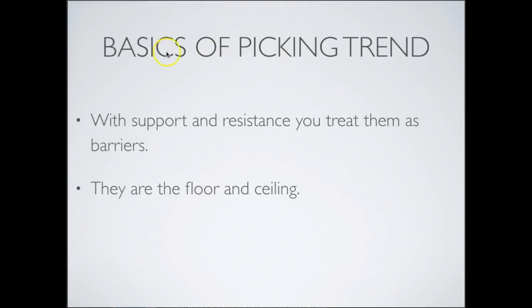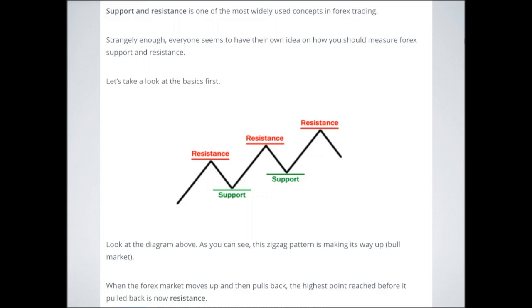All right, so basics of picking a trend with support and resistance lines, you treat them as barriers. Support would be considered the floor, resistance is the ceiling. If you were to take a ball and bounce it on the floor as hard as you can, and you're in a tight enough room and it hits the ceiling, you'll see that ball would tend to keep bouncing up and down until eventually, if you bounce it hard enough, it'll break either the ground or the ceiling. So that's pretty much what support and resistance is. Resistance is the ceiling, support is the floor.